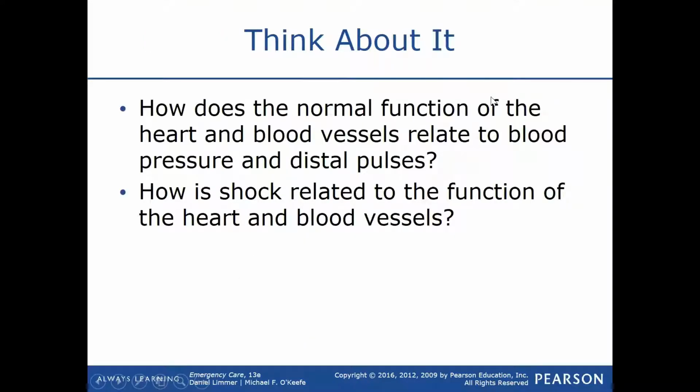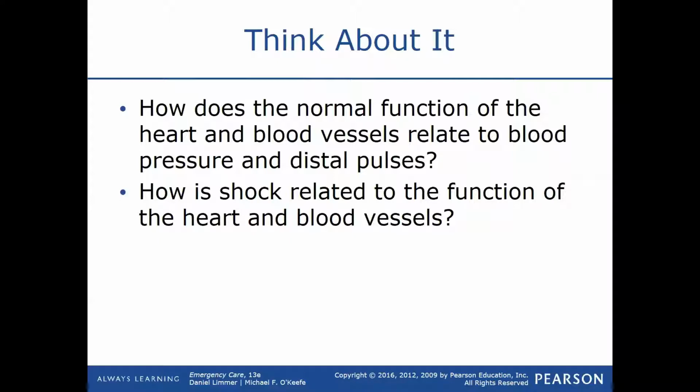All right, so how does the normal function of the heart and blood vessel relate to blood pressure and distal pulses? So I'm going to go ahead and just pick on somebody to answer this one and also the following question. So Michaela, can you answer that first question for us on the first bulletin, please? How does the normal function of the heart and blood vessels relate to the blood pressure and distal pulses?